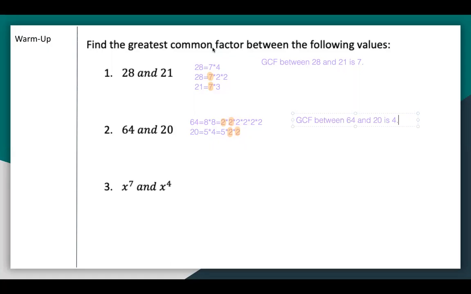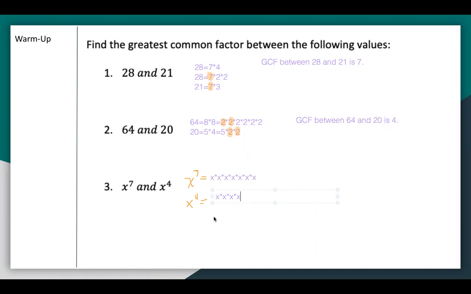Okay, and if I asked you again with question number 3, I'm going to have to write this one out because this does not allow me to do exponents, but x to the 7th and x to the 4th. Another way of saying x to the 7th is really just x times x times x times x times x times x times x. This is x to the 7th. I have 7 x's here: 1, 2, 3, 4, 5, 6, 7. This is another way of saying x to the 7th. And x to the 4th is x times x times x times x.